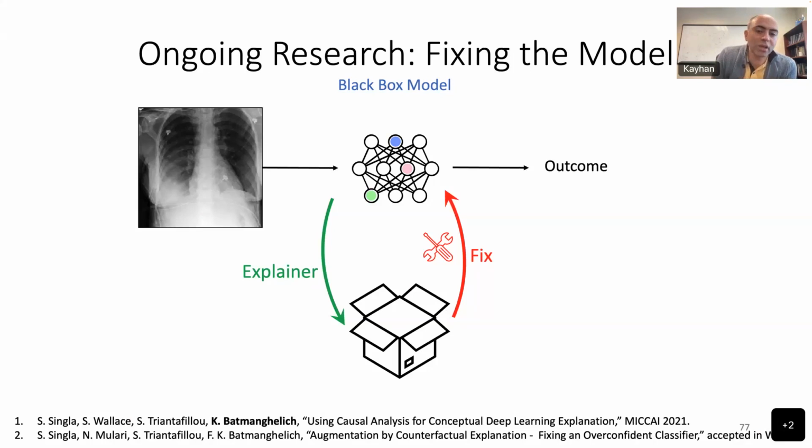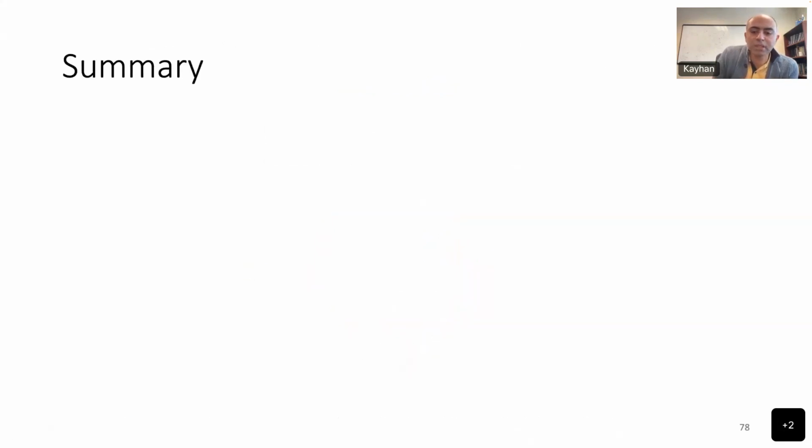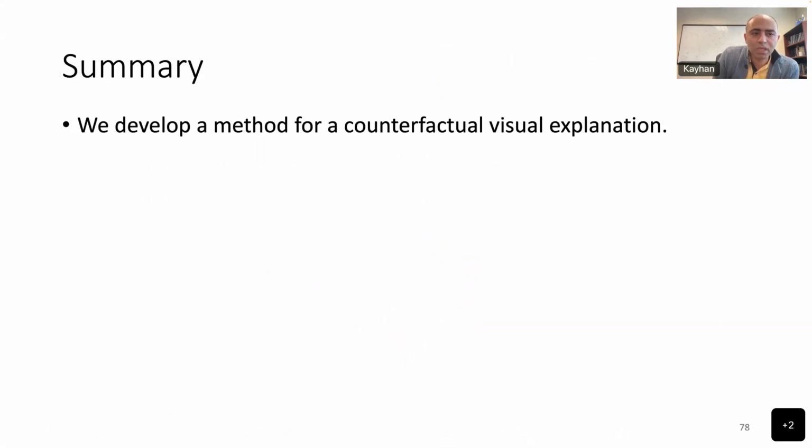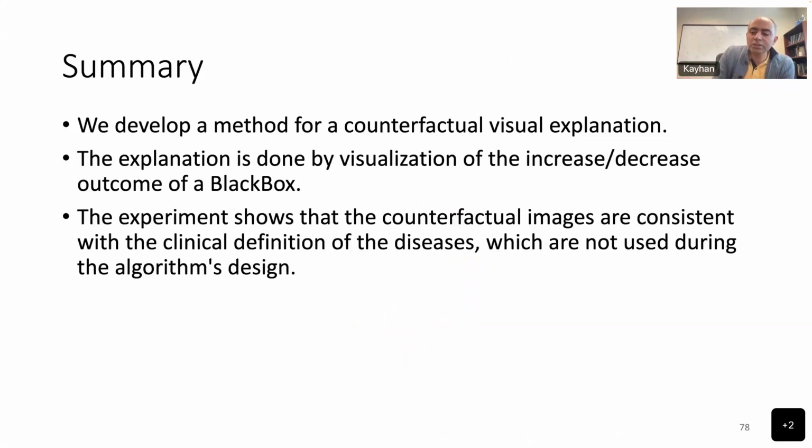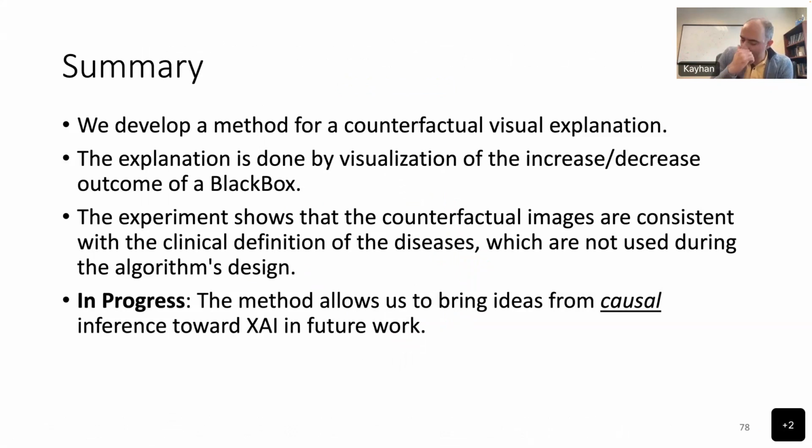In the interest of time, I won't be able to go through the details, but let me summarize the last part of my talk. We developed a method for counterfactual explanation that provides a knob that increases or decreases the effect of the abnormality and effectively exaggerates the level of abnormality. And the results are consistent with the clinical definition of the disease. We also performed a human-computer interface survey that shows how helpful this method is in clinical decision making.